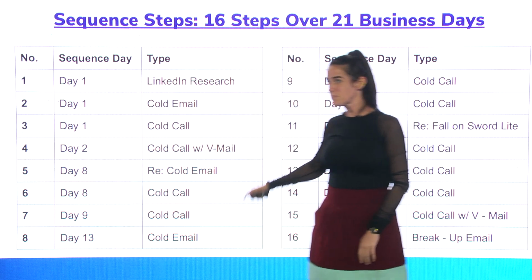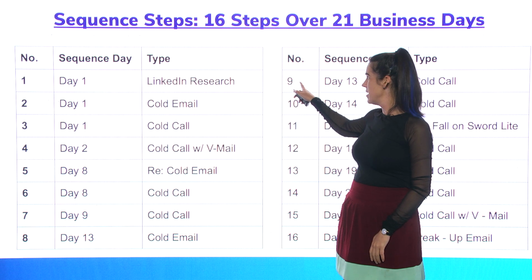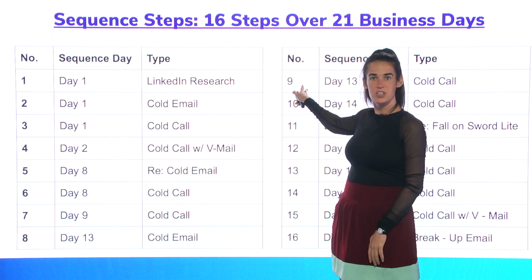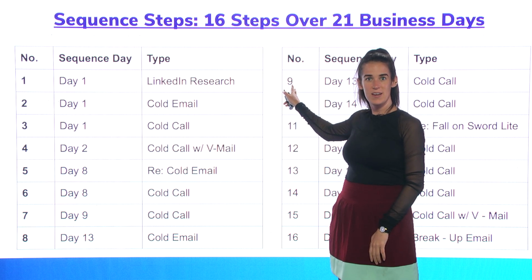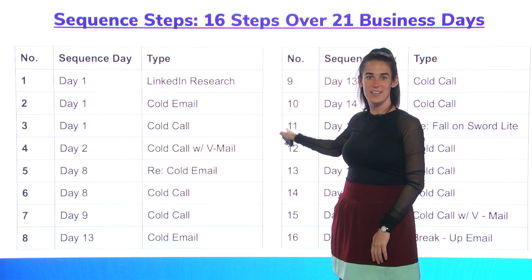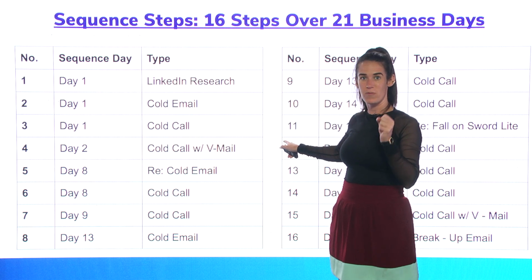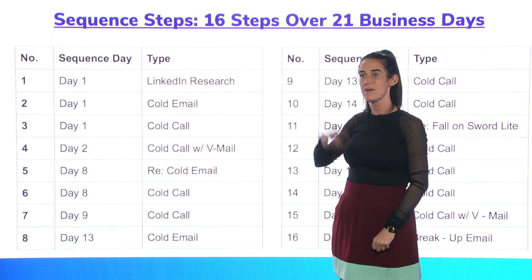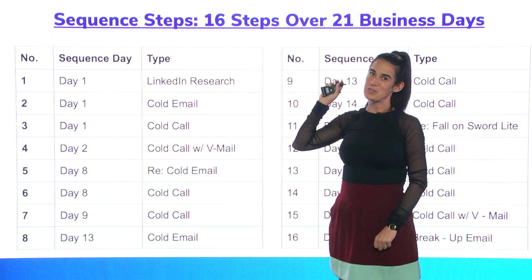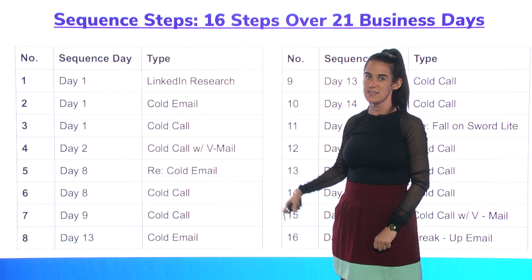Your first pod is near the beginning, and it's going to be a cold email. You're going to do your LinkedIn research, and you're going to have a cold email on day 1, and then you're going to have a cold call on that exact same day and a cold call the next day and leave a voicemail. So that's your first pod of outreach: you email them the first day with the personalized premise, cold call them that day, and then cold call them the next day.